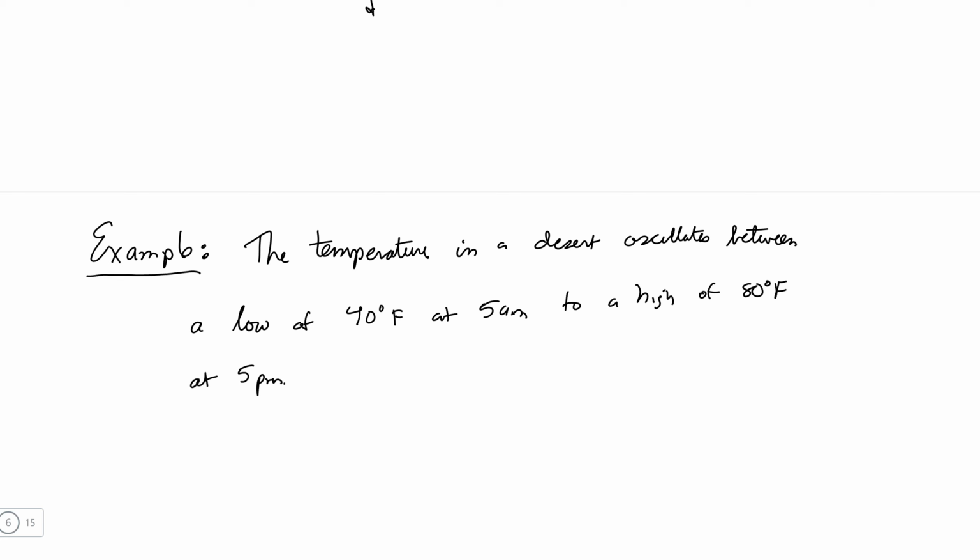Okay, so we're in a desert. The low temperature occurs at 5 a.m. The high temperature occurs at 5 p.m. So there's a 12-hour difference between the high and the low temperature.